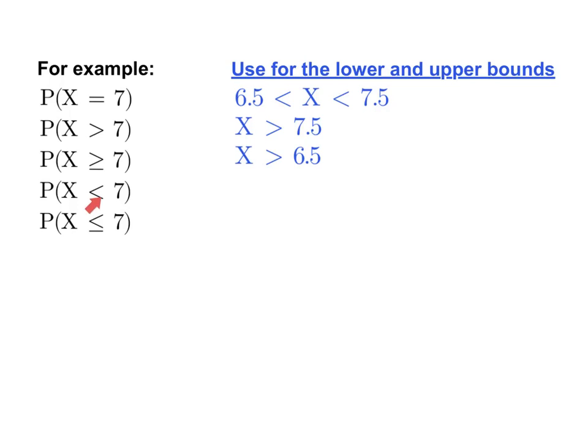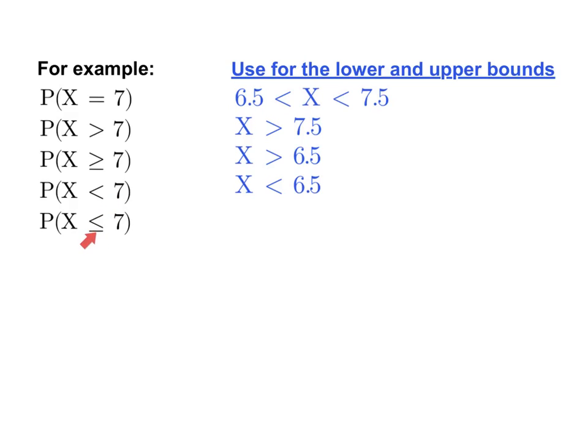For this next one, less than 7, is 7 included? So I'm either going to have less than 6.5 or less than 7.5. Which one does not include 7? Less than 6.5. If I went less than 7.5, 7's in there. But there's no or equal to, so I have to exclude that 7. So I go down to 6.5. This inequality does not include 7.